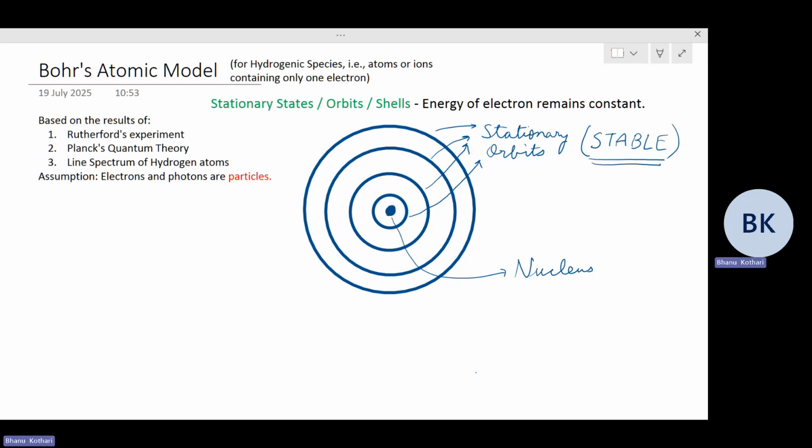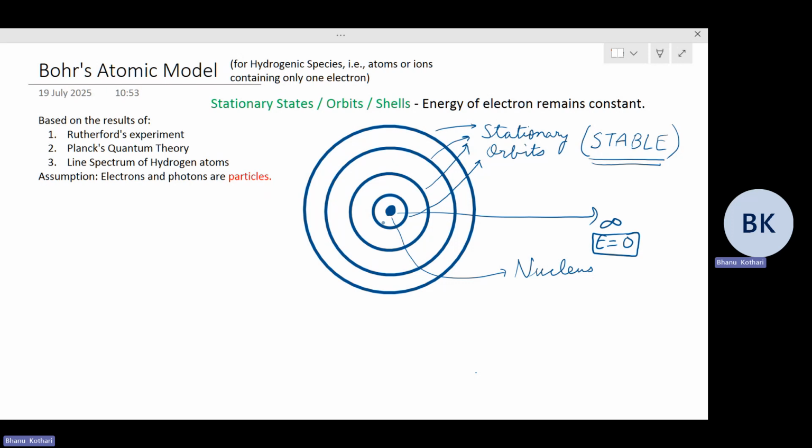Next thing is that the energy of these orbits will be different. The energy of the first orbit will be minimum. As we move to higher orbits, the total energy of the electron will keep on increasing. When we move infinitely far away from the nucleus, the energy will be maximum and it will become zero. So energy in any particular orbit will be less than zero. It will be negative. The maximum amount of energy that an electron can have is zero, when it moves infinitely far away from the nucleus.